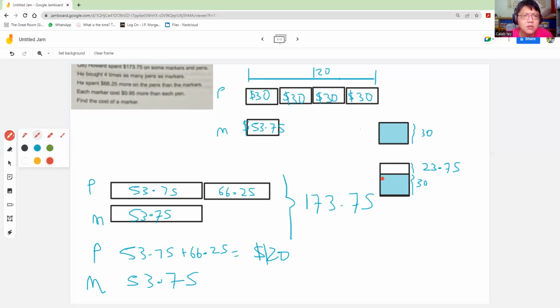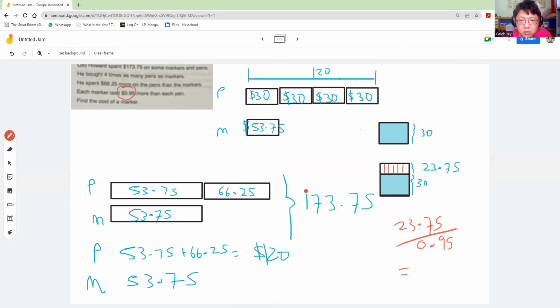But the question then is, how many markers are there inside there? We don't know, but we know that for every marker we pay 95 cents more. So there's a lot of 95 cents here. Each individual card here is 95 cents. So the question is, how many 95 cents are there in total? So do 23.75 by 0.95. For this one, use a calculator, please.